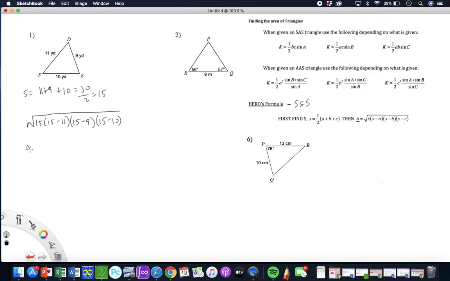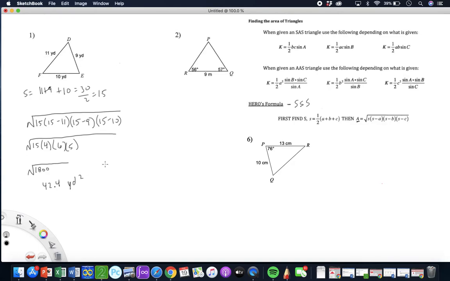And so then when I put it in my calculator here, I get 15 times 4 times 6 times 5, in which we end up with the square root of 1,800, which comes out to be 42.4. And we'll put a good label on there. Yards squared. Okay.